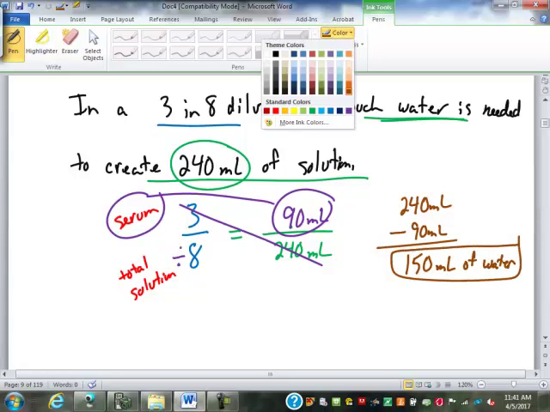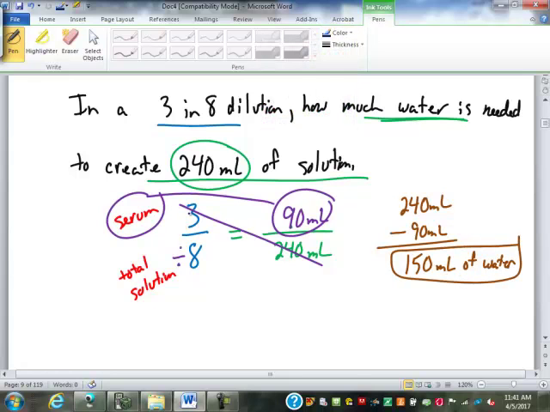The other way we could have approached that is we could have redone the ratio. Instead of 3 out of 8 is serum, 5 out of 8 is the water. Then we could have done the 240 milliliters and cross multiplied and divided. We would have got the 150 milliliters for the water again.